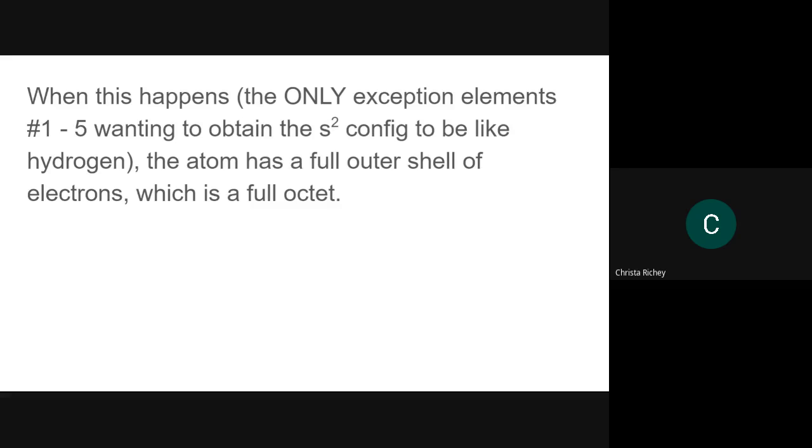But you've got an exception. Most elements want 8, except for the ones that want to be like helium, which actually wants 2. There's elements 1 through 5.